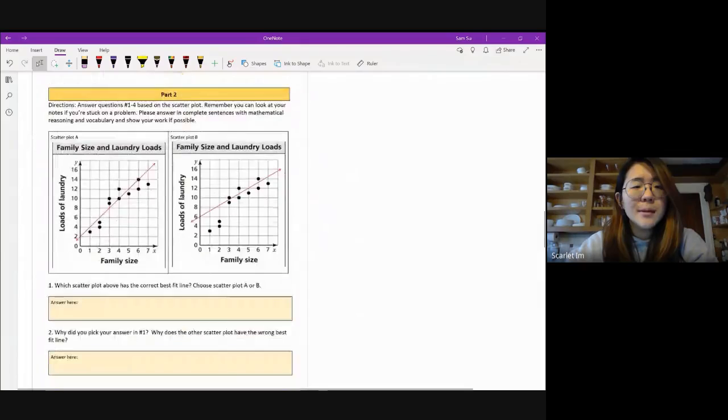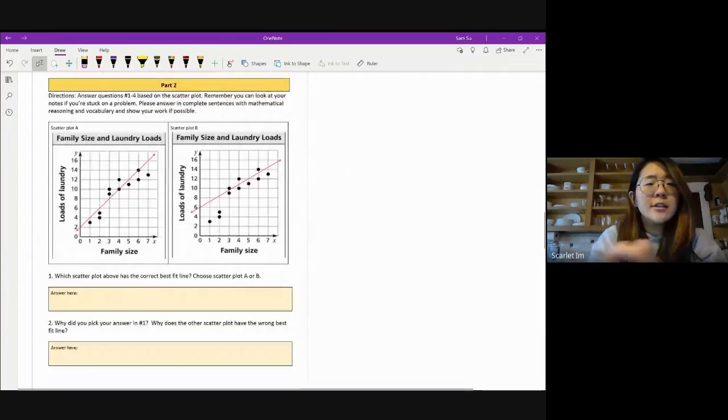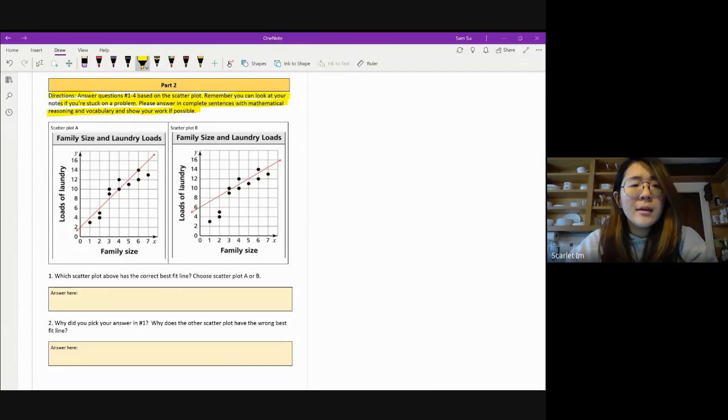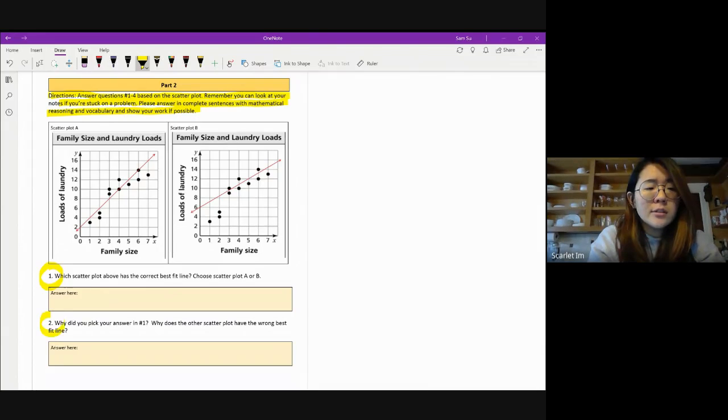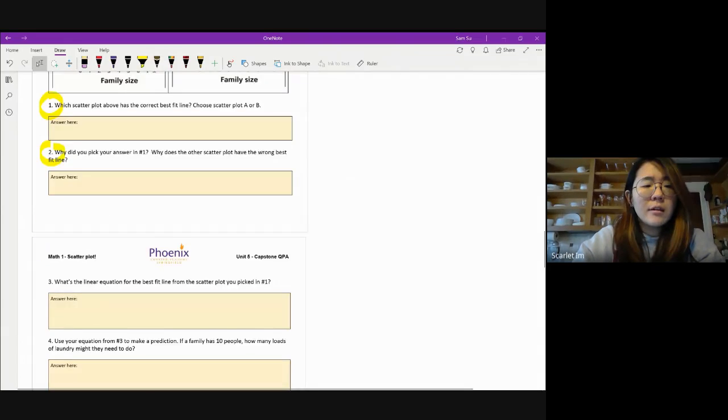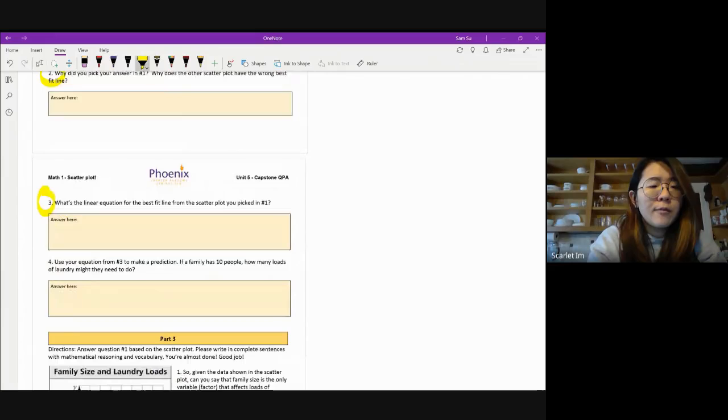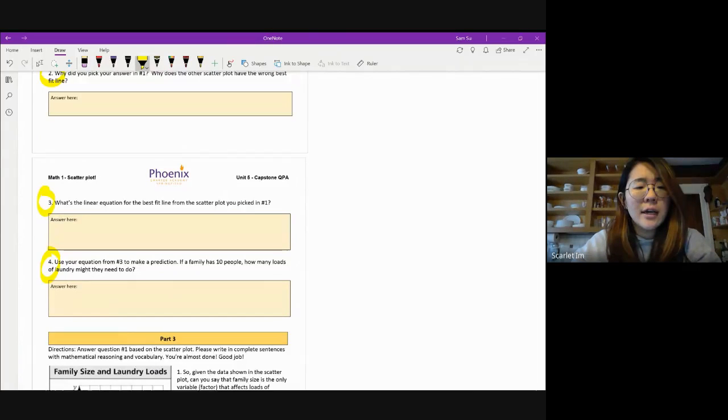Now, if we go to the next page, part 2, the instructions are this. Again, directions: answer questions 1 through 4 based on the scatter plot. Remember, you can look at your notes if you're stuck on a problem. Please answer in complete sentences with mathematical reasoning and vocabulary and show your work if possible. So here you want to answer numbers 1 and 2, and then 3 and 4, which are on the next page, okay?